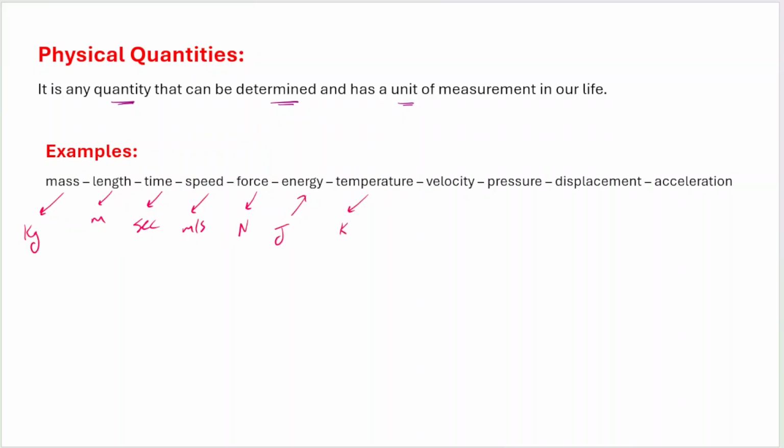Temperature, in Kelvin, degrees Celsius, but we are using Kelvin. Velocity is measured in meter per second. Pressure is measured in Pascal or Newton per meter squared. Displacement measured in meter. Acceleration measured in meter per second squared. So any quantity which has a measuring unit and can be measured is called a physical quantity.